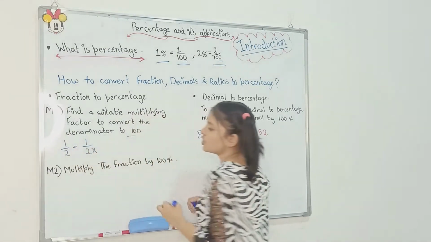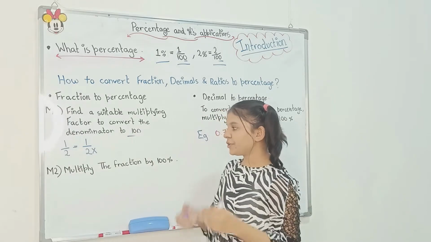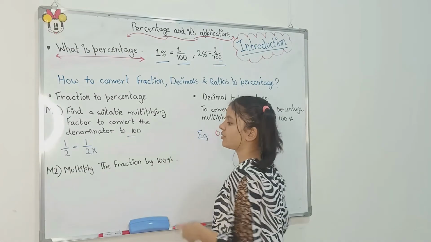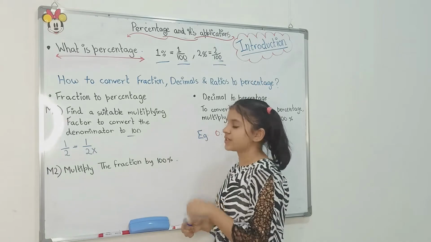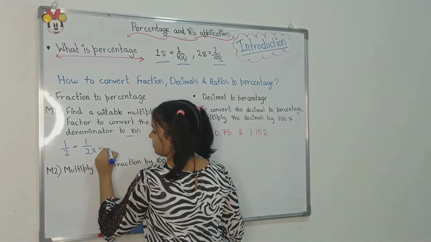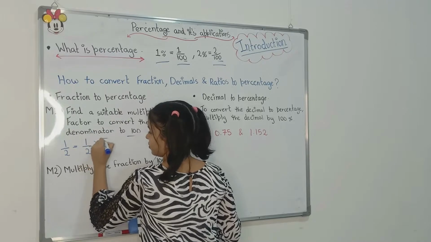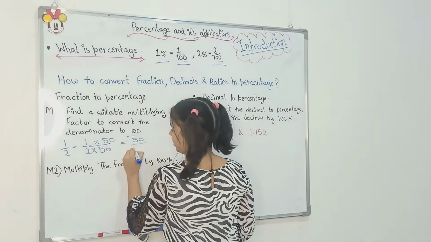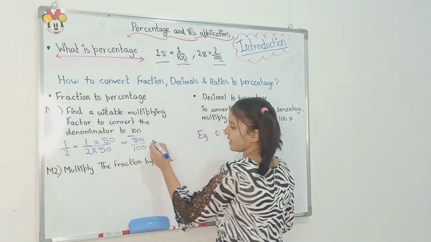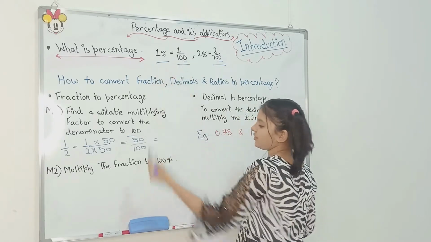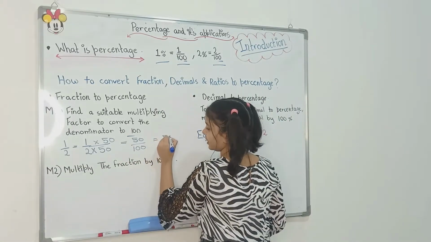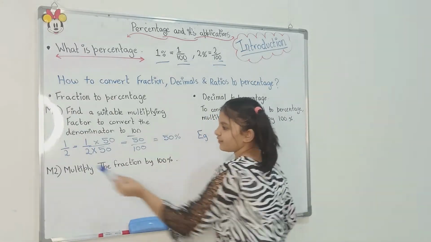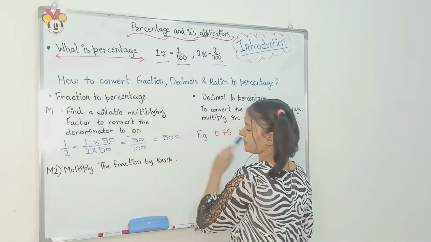Now we have to multiply 2 with a multiplying factor so we can get 100. So 50 into 2 is 100, like we can do with 4. 4 into 25 is 100. Here we have 2, so we will take 50 and multiply with 1 also. So our answer we will get as 50 by 100. Like we did here, 1% was 1 by 100, so 50 by 100 is 50%. So fraction to percentage, here we had a fraction 1 by 2, and we converted it into 50%.